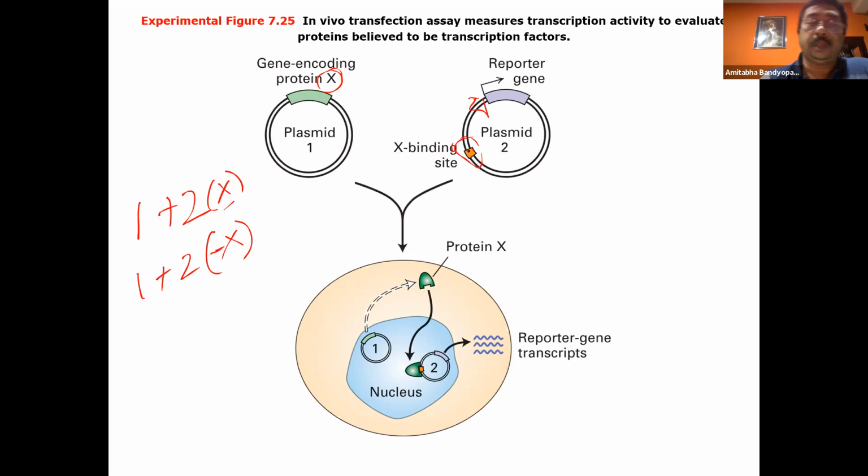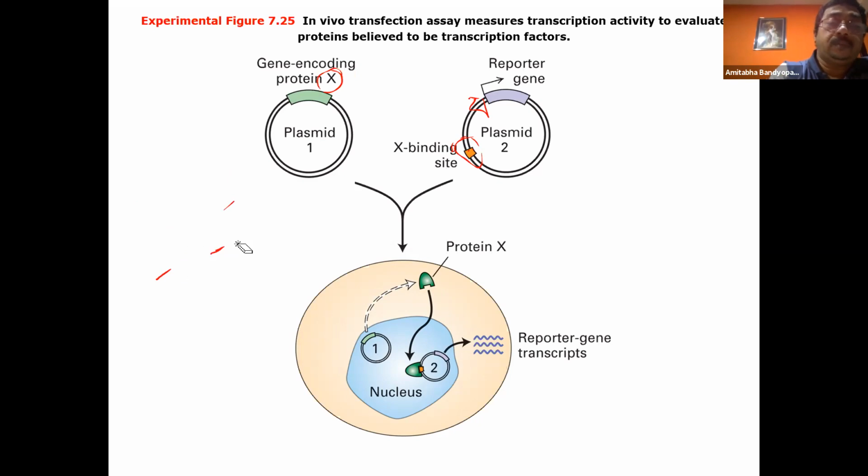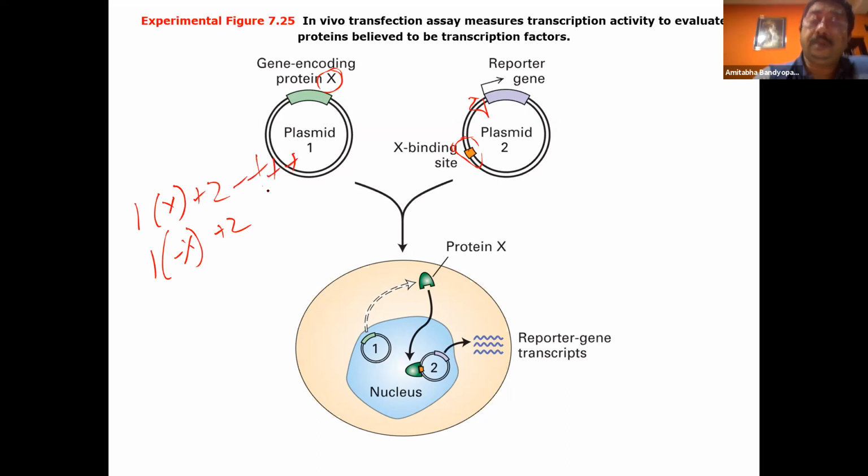No, you should not do it that way. I take it back, I'm changing it. Plasmid 1 that expresses X plus plasmid 2, or plasmid 1 that does not express X, plus the reporter. If in here you get a lot of reporter expression and here you don't, then you know that X indeed does something to this X binding site to increase the expression of your reporter gene. So you have now identified a combo of an enhancer element and its corresponding transcription factor.